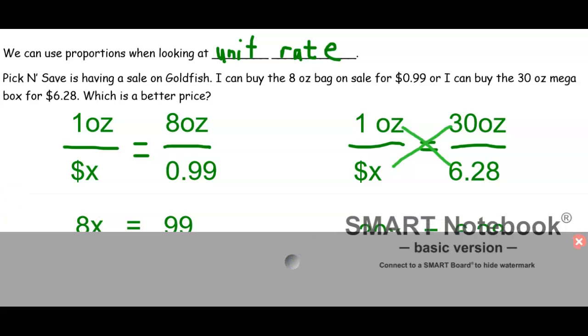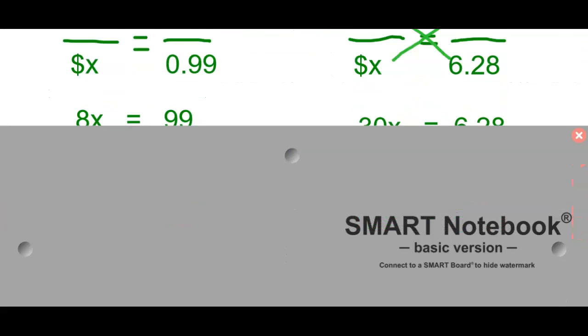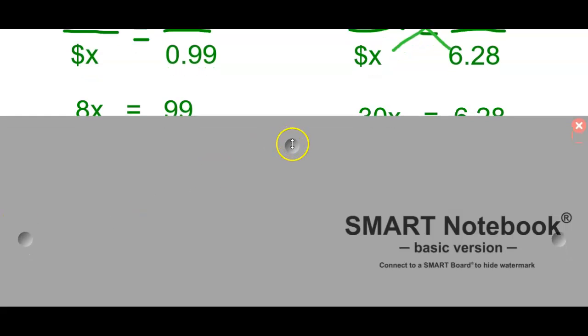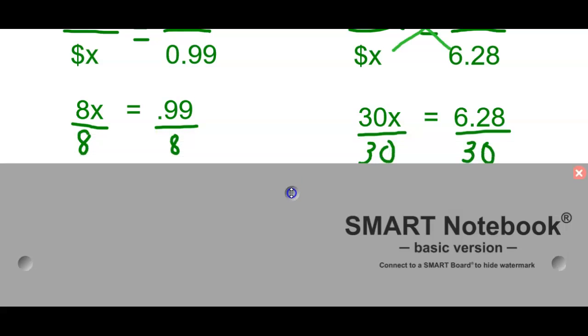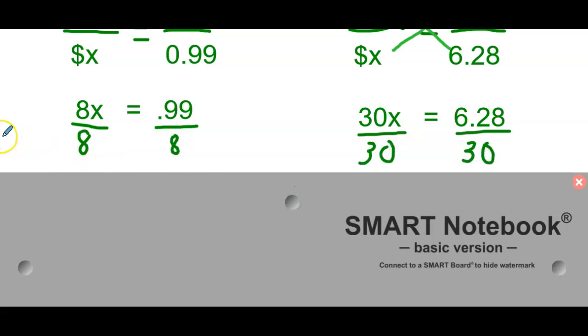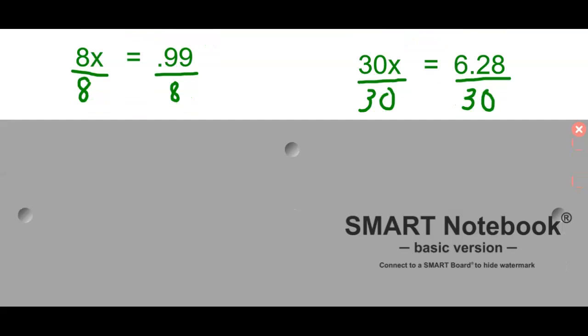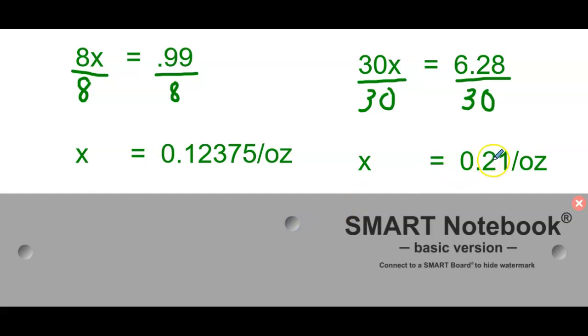When I do the math, I'm going to get 30x equals $6.28. Divide both sides by 30 because those are multiplied, so I have to undo that, right? And I'm going to get about 21 cents an ounce. So it's going to be better to buy 30 of these bags instead of the big box.